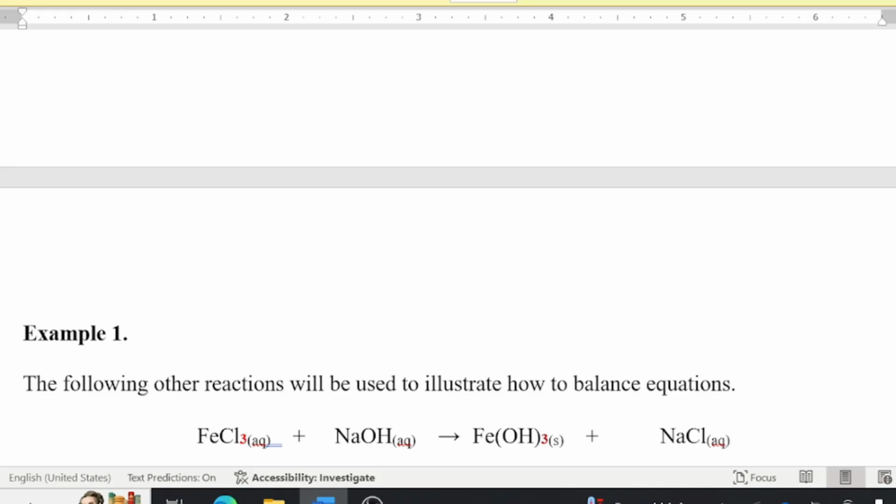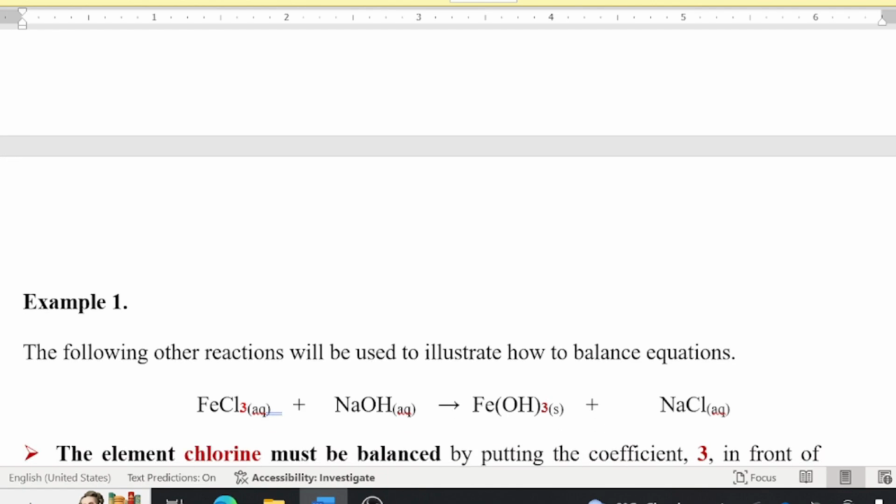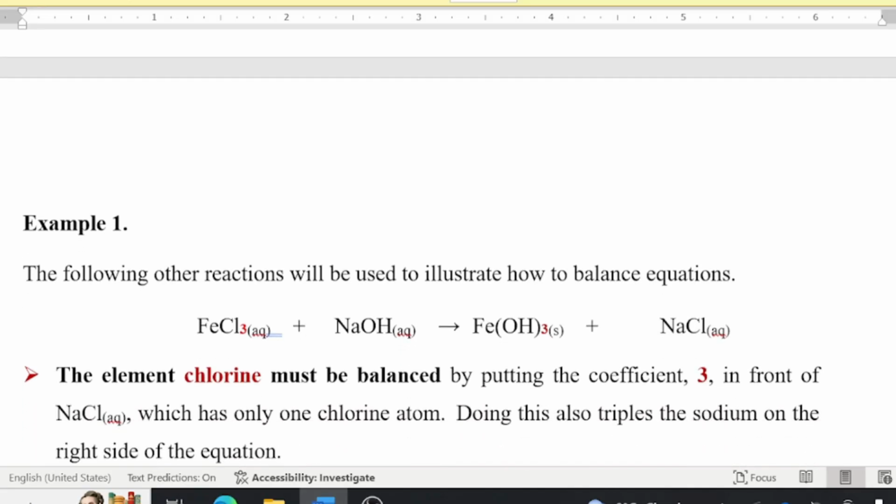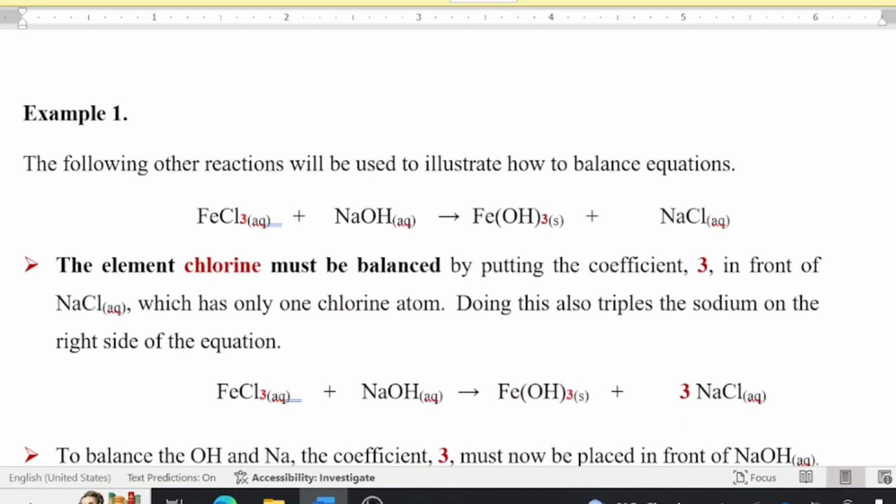The atoms of which element is most numerous here in this equation? You can see it's the chlorine here, right? You have 3 chlorines here, and you only have 1 over this side, okay? So what coefficient should we use here? You put the 3 here, all right? So the next step is you balance chlorine. You put the 3 here, okay?